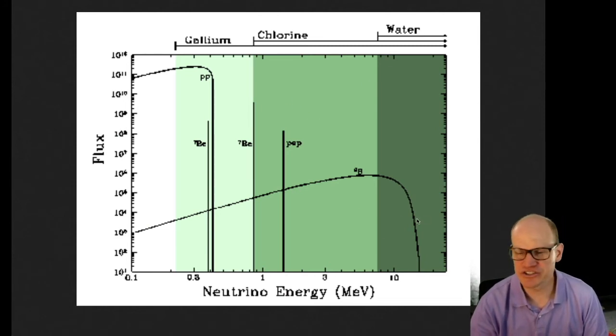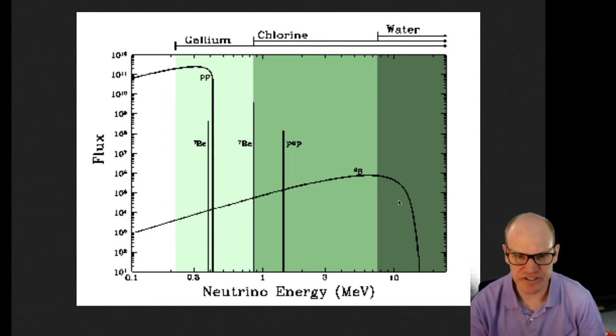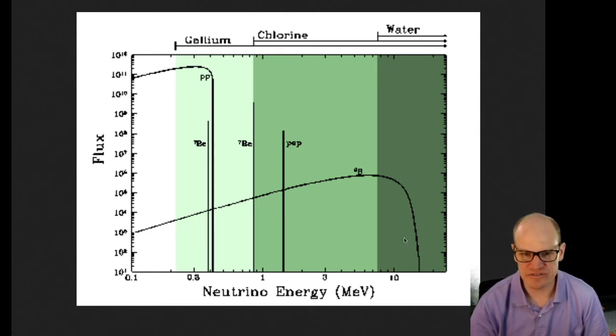It takes really high energy neutrinos in order to produce electrons moving fast enough to detect that Cherenkov radiation. So water detectors are only sensitive to really high energy neutrinos. They're not sensitive to these low energy ones that you get from the chemical stuff.